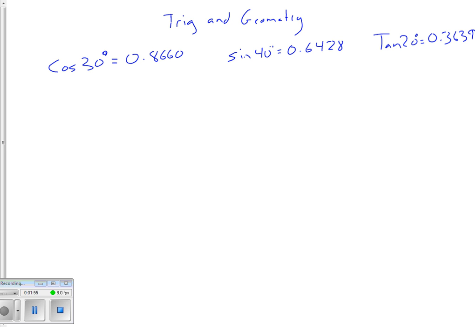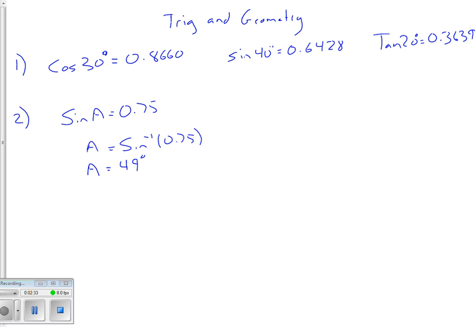Okay, we can also figure out how to go from a ratio to figuring out what the actual angle is. So for example, if we had sine of angle A, and sine of angle A was equal to 0.75. If you want to figure out what that is, you have to do the opposite. Well, the opposite of sine is sine inverse. So you do sine to the -1 of 0.75. Plug that into your calculator. And so the angle then, in this instance, is 49 degrees.